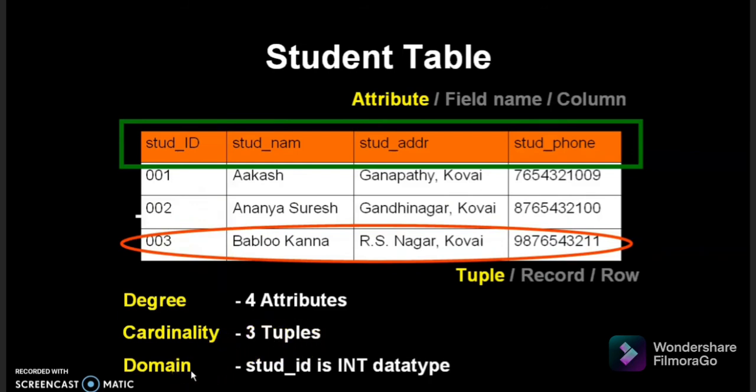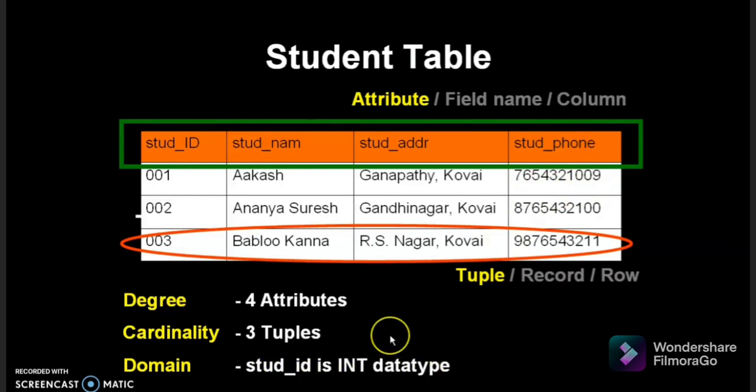And the third one is domain. Domain denotes the data type of each field. So if you take student ID, it is fully integer. So student ID is in int data type, integer data type. That is the domain of student ID. If you take student name, it is alphabets. The name will be only in alphabets. So student name is character data type. Only the characters will be there. Student address can have some numbers and alphabets. So it is alphanumeric data type. Student phone number, again it will be only integer, 0 to 9, only the numbers will be there. So student phone is int data type.